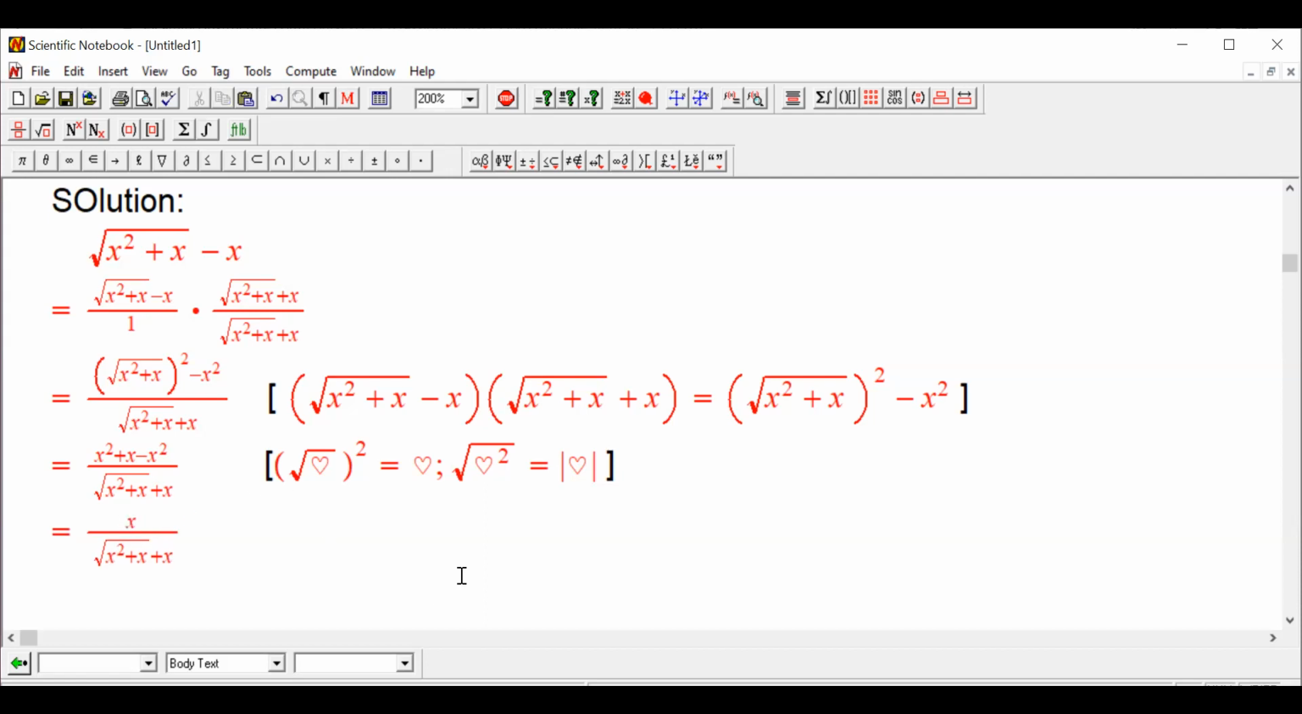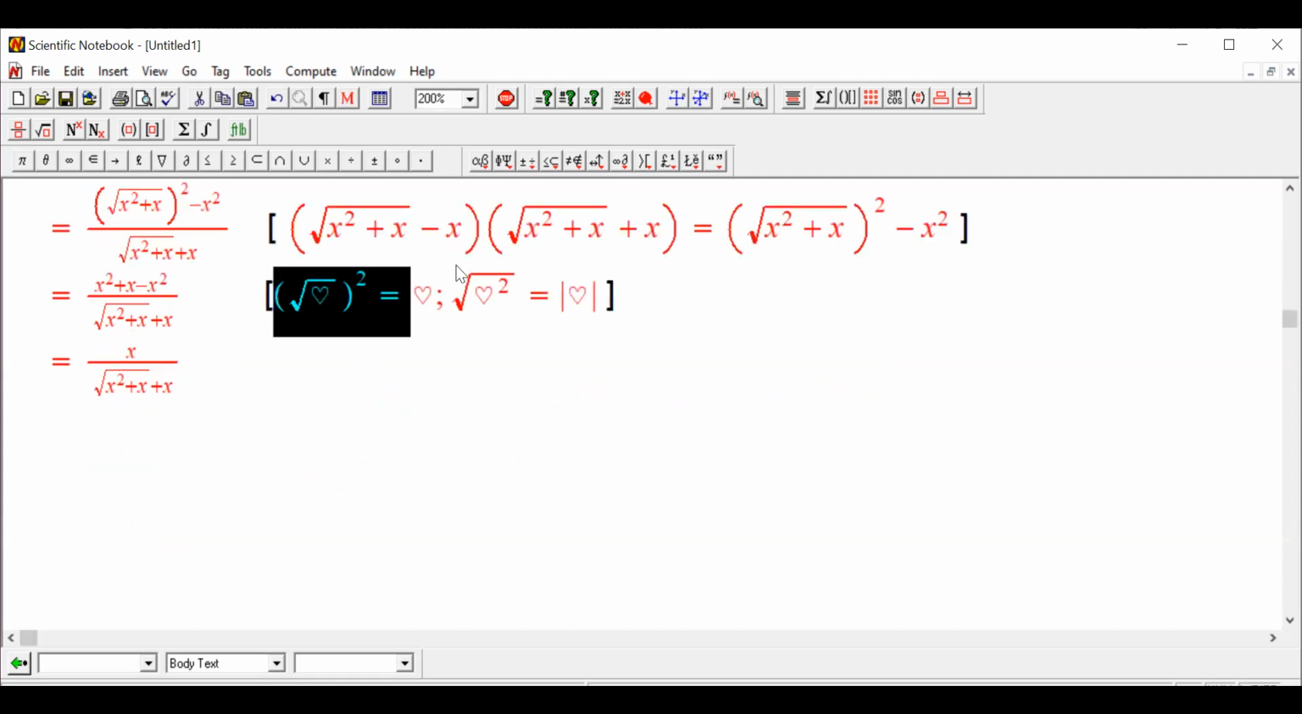Anything else can we do? Not much. By the time you're in calculus class, you may need to do some more, depending on the situation. But for the purpose of this question, you're done. It's rationalized. The numerator is rationalized. There are no more radicals in the numerator.